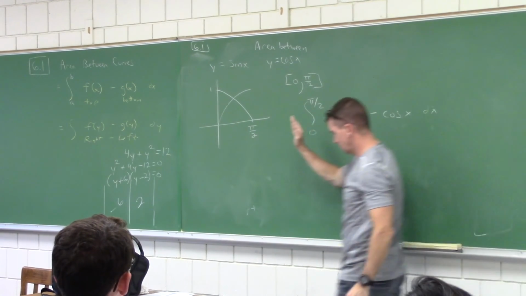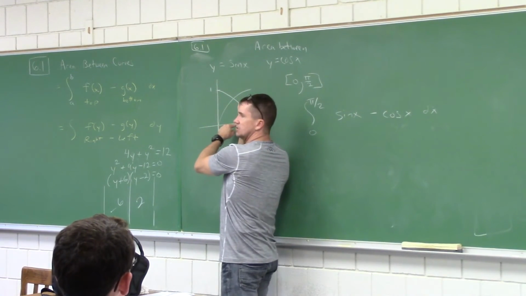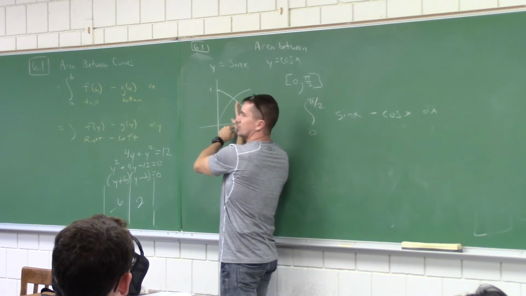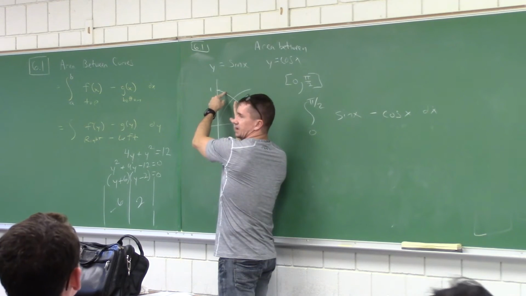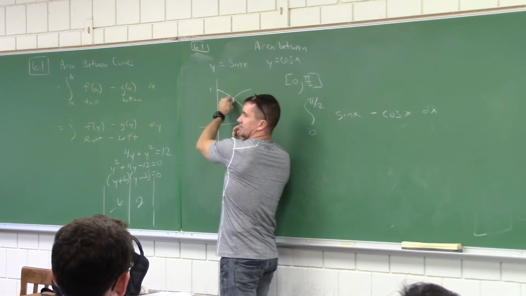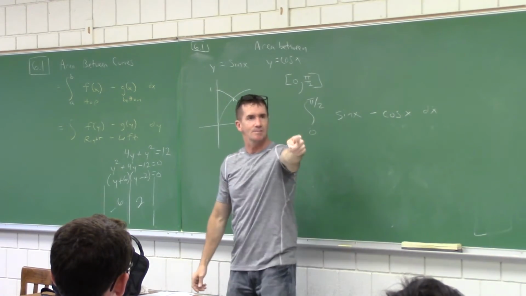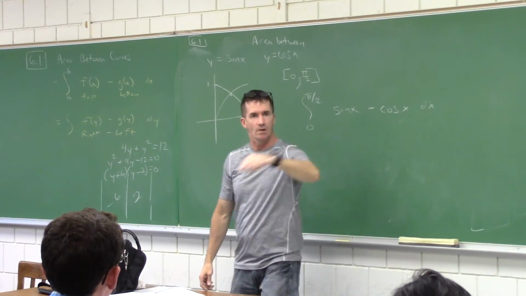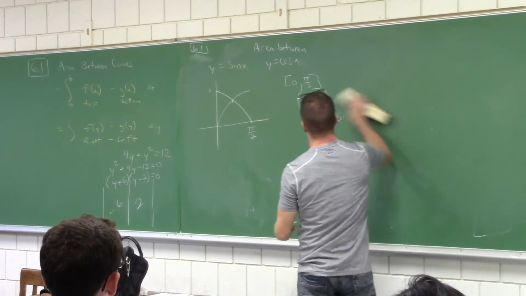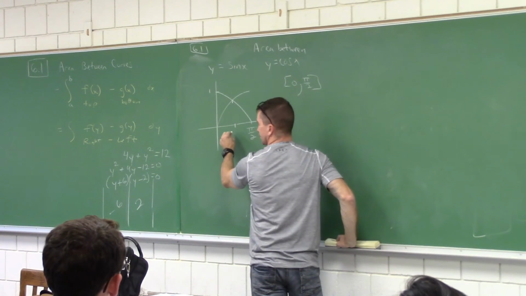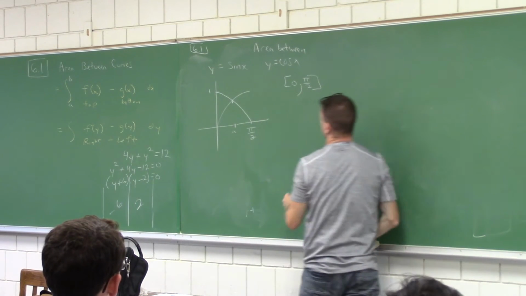Do you notice? From here to here, who's the top? That's right. The top is the cosine. Starting here, who's the top? Sine. So how can we approach this problem? What do you think? Split it in half. All right, so you want an integral, we have to find this number here, right? We don't know it yet, just call it A.